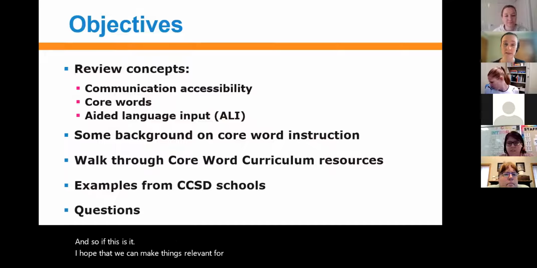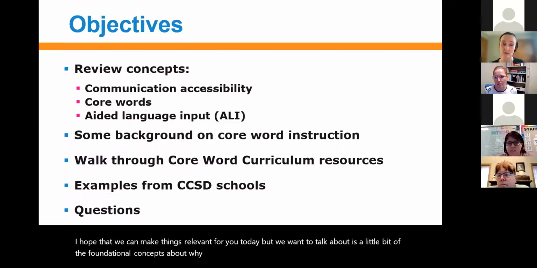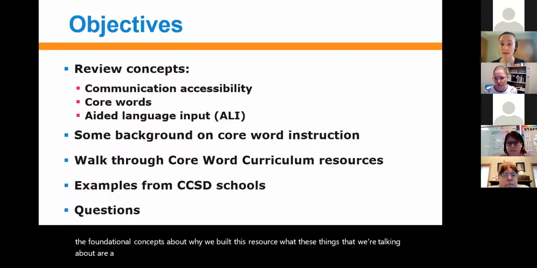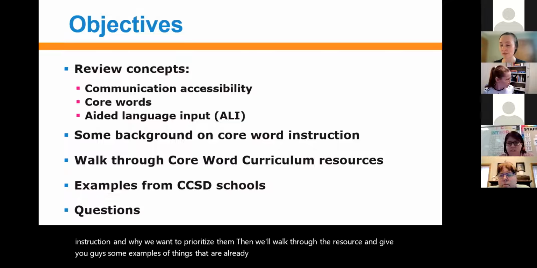What we want to talk about is a little bit of the foundational concepts about why we built this resource, what these things that we're talking about are, a little bit of background on why core words are important in terms of education and instruction and why we want to prioritize them. Then we'll walk through the resource and give you some examples of things that are already being done in your schools.